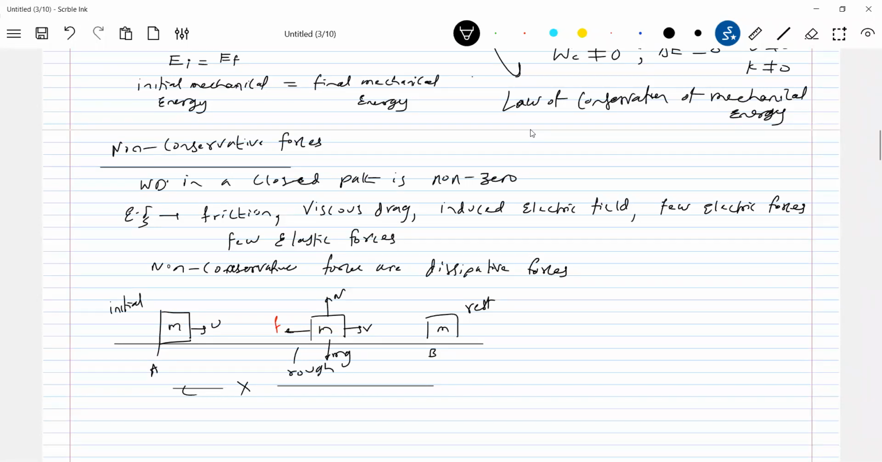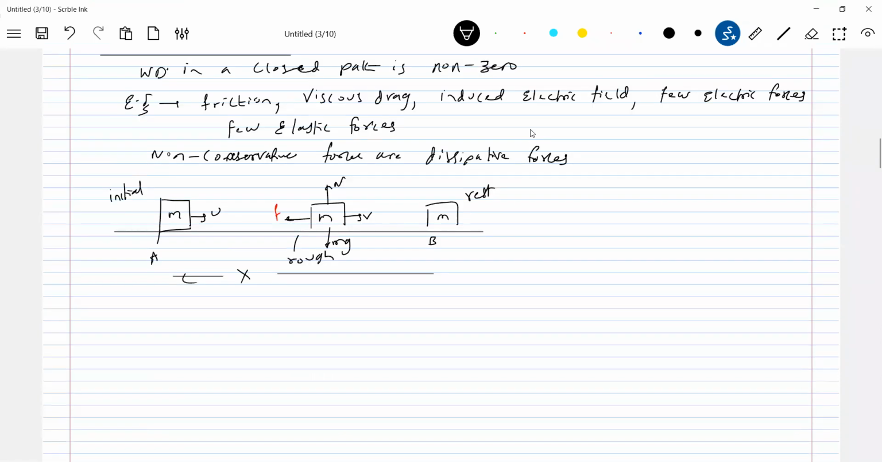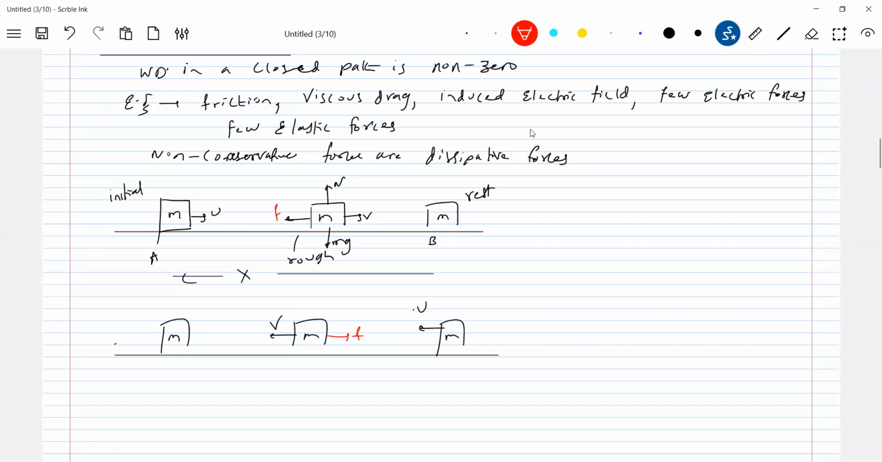Then again you move the block to B, and at point B you give the same speed u to the block. Again when it comes to rest, will the friction give it back? Again at point B you're going to supply the kinetic energy. So when it is moving here, the friction will be acting opposite to displacement. So there's a point A, this is B, again displacement x. So there's a closed path, agree? A to B, B to A.